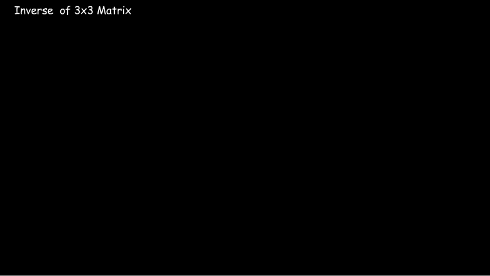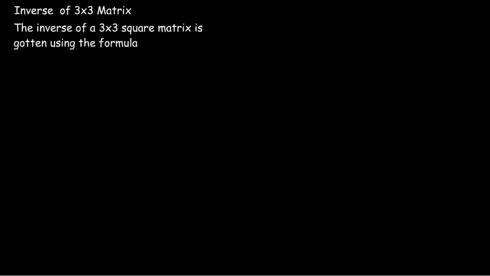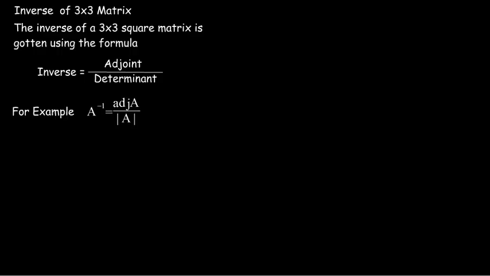Now, after discussing the previous concept, we are going to be treating the inverse of a 3 by 3 matrix. The inverse of a 3 by 3 matrix is gotten using the formula: inverse is equal to adjoint over determinant. Hence the reason why we discussed adjoint and determinants earlier. For example, A inverse will be equal to the adjoint of A divided by the determinant of A.